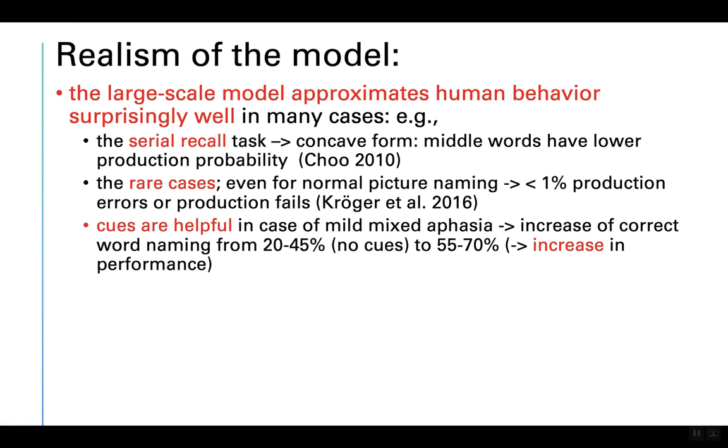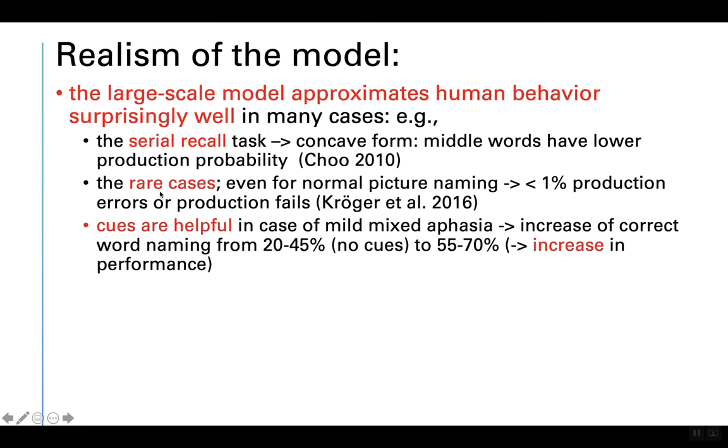We have seen it for the serial recall task, the results given by Xu, that we have the concave form for the performance result. The middle words have a lower production probability than the words in the beginning and the end of the series.